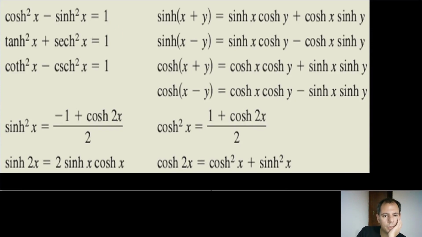So you see, you have a little bit of symmetry. Cosine squared plus sine squared is going to be equal to 1. Here's cosine squared minus sine squared. You've got another identity that says 1 plus the tangent squared equals the secant squared. So now you have the tangent squared plus the secant squared equals 1. Okay, so it's not so much off. And if you change the tangent to cotangent and the secant to cosecant, you change the plus to a minus and you still get the same one. All right.